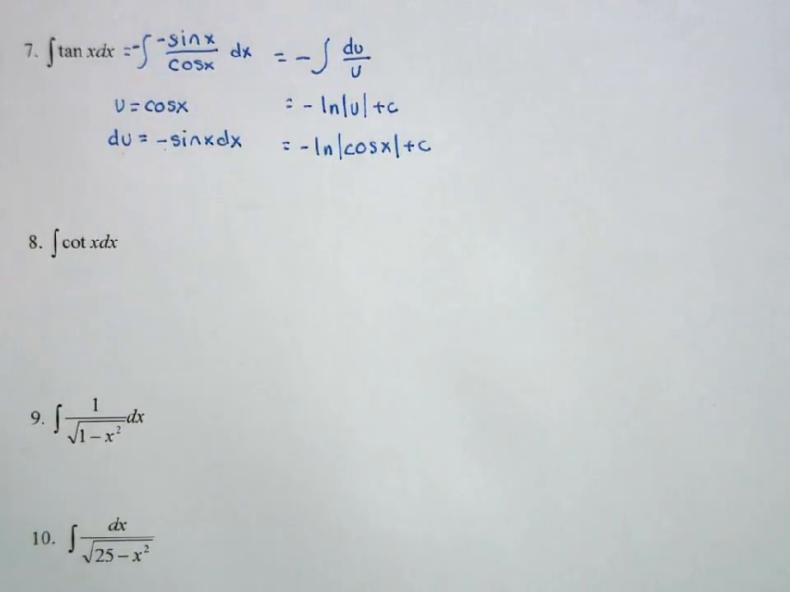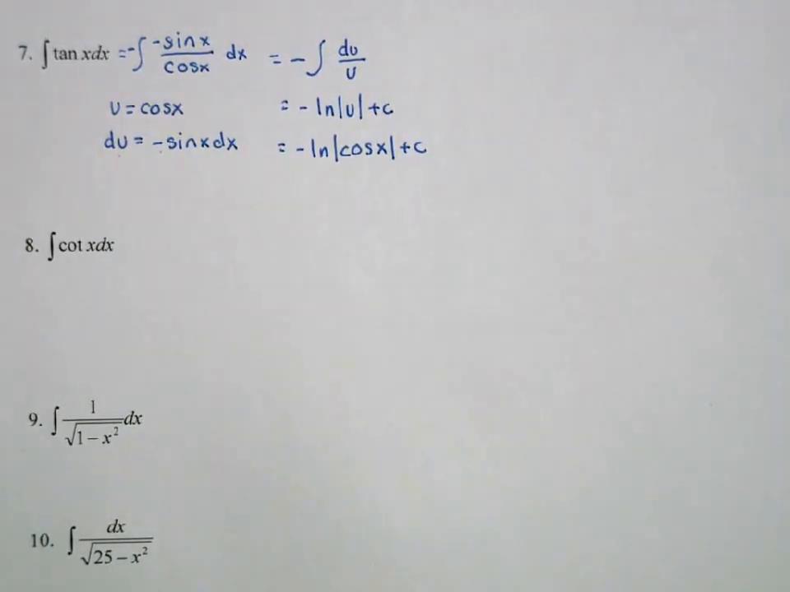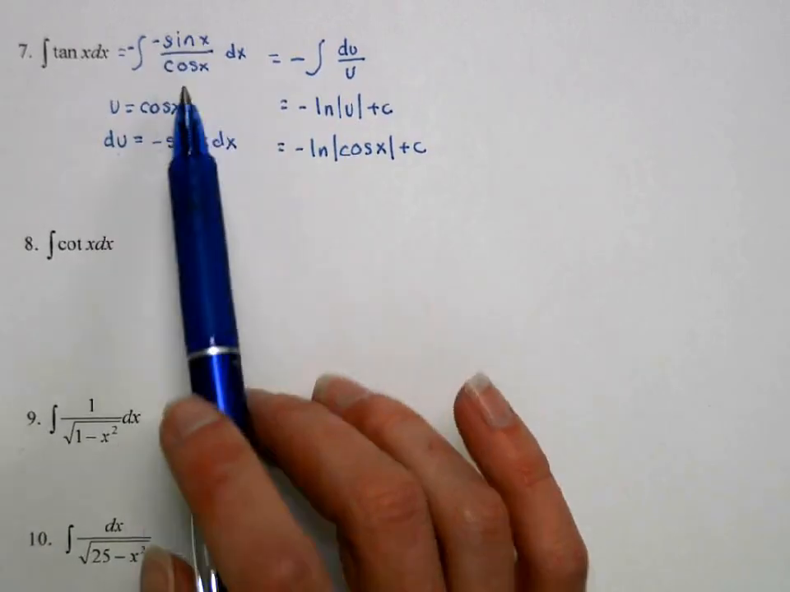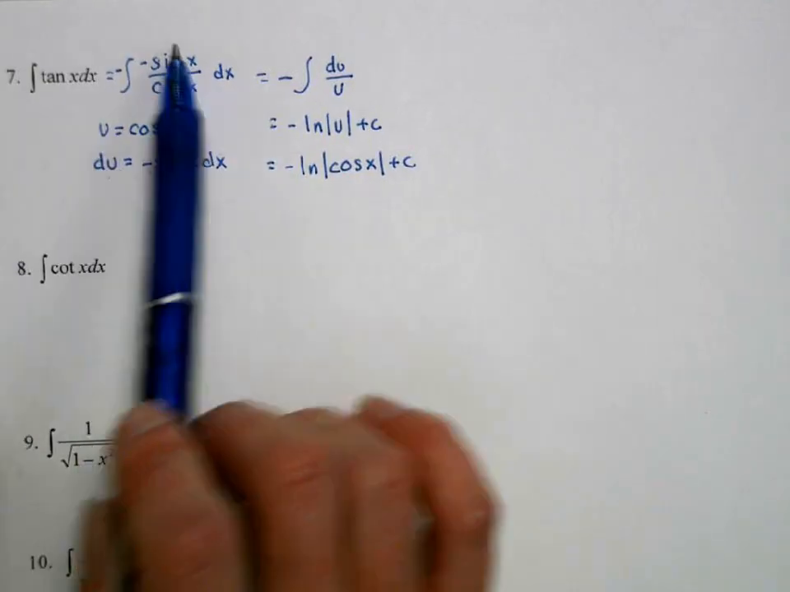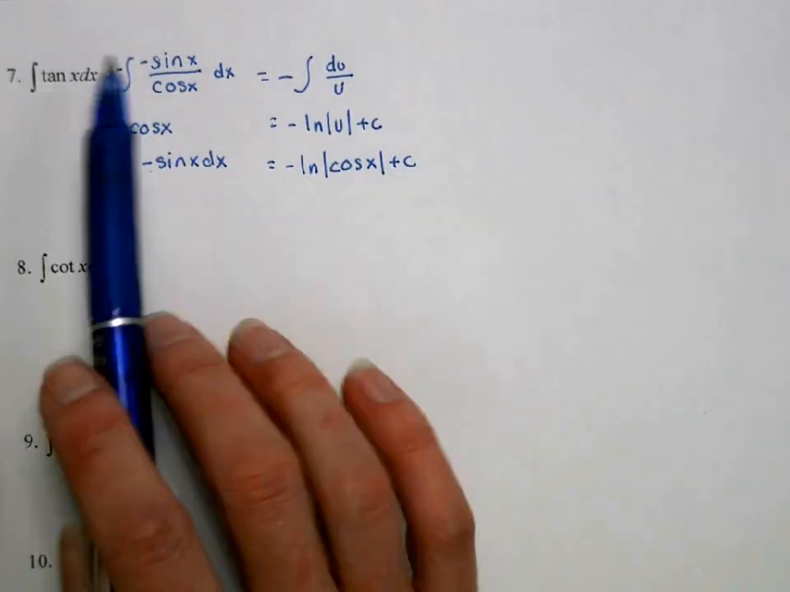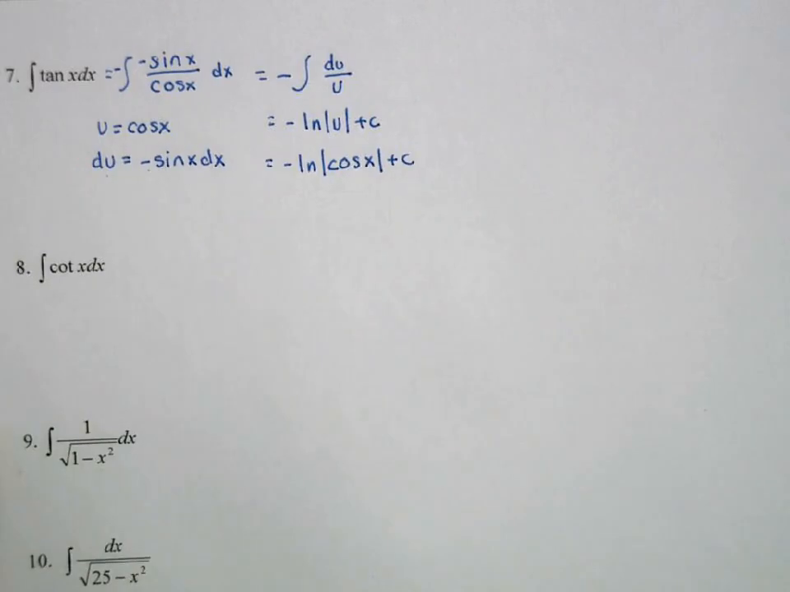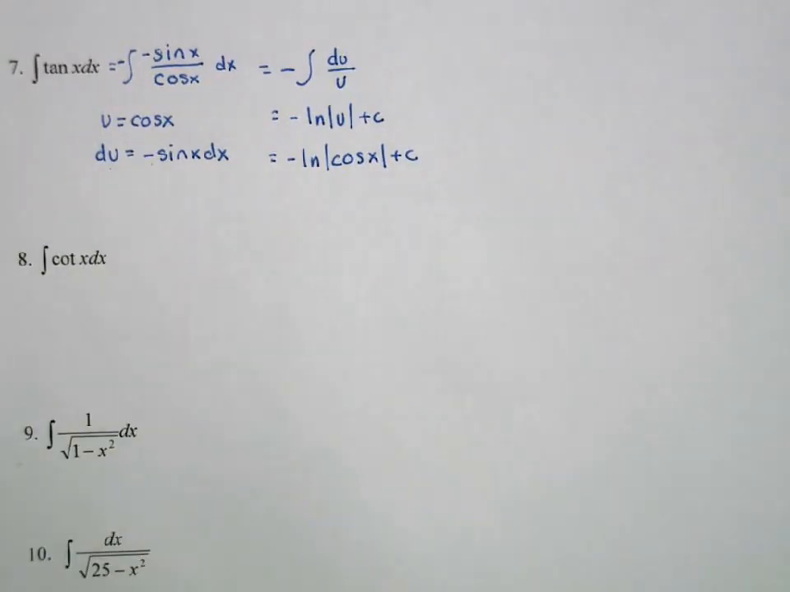Okay. So not one that you need to know for the AP exam unless you are clever and do this, splitting it up into sine over cosine. But the integral of tangent is actually negative ln cosine of x. So let's look at cotangent.